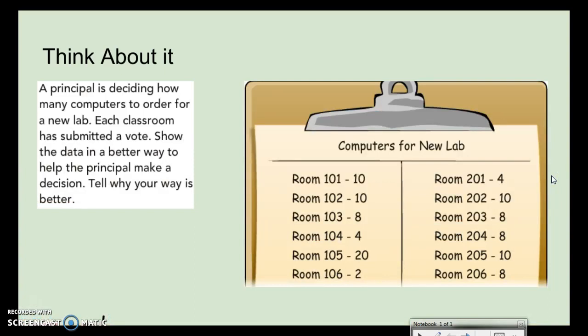So something we're going to think about, and we're going to be able to solve it by the end of this lesson, is this situation. A principal is deciding how many computers to order for a new lab. Each classroom has submitted a vote. Show the data in a better way to help the principal make a decision. Tell why your way is better and more effective. So we're going to be looking at lists of numbers, and we're going to find very effective ways or simpler ways to show data. Okay? So this is what I'm just going to think about before we get started.